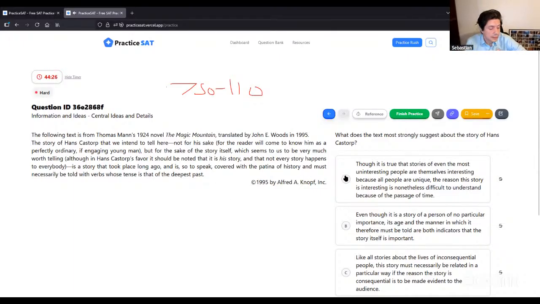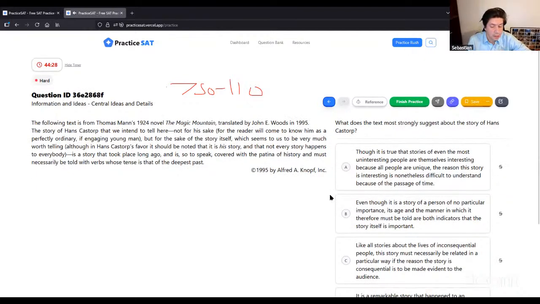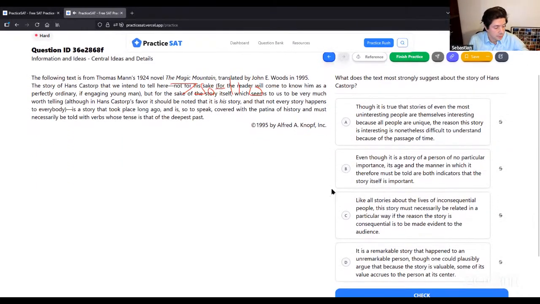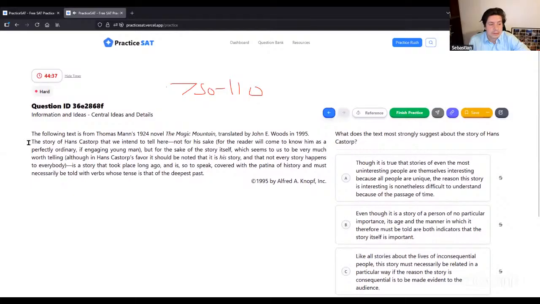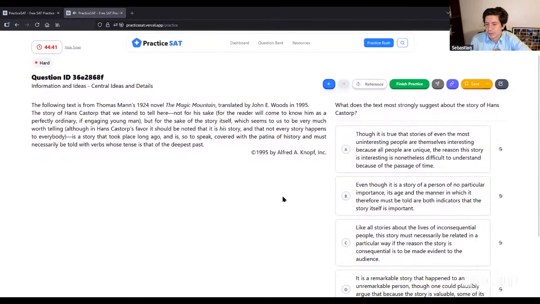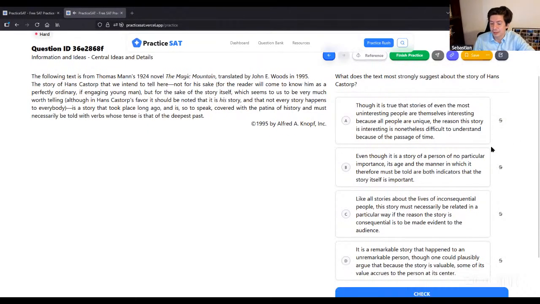Okay, in these types of questions, the key is to focus on the different answer choices and then go from there, okay? So let's see what the difference is between the answer choices we have. The first one says it is true that stories of even the most uninteresting people are interesting because all people are unique, but the story is nonetheless difficult to understand because of the passage of time. We never get a sense that it's interesting because all people are unique. We don't get that told to us. So it's probably not that, but I'm not going to eliminate it until I've read all the answer choices.